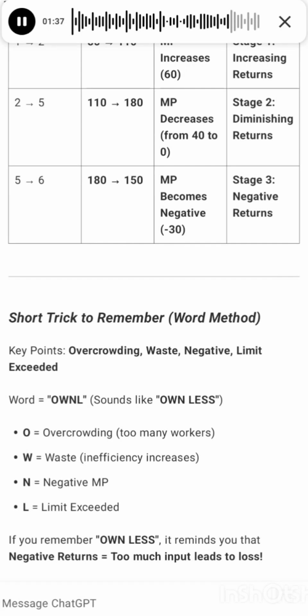Key points: overcrowding, waste, negative, limit exceeded. Word equals OWN LESS, sounds like overcrowding, too many workers. W equals waste, inefficiency increases. N equals negative MP, and limit exceeded. If you remember OWN LESS, it reminds you that negative returns, too much input, leads to loss.